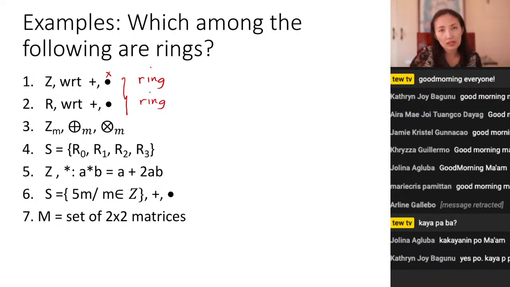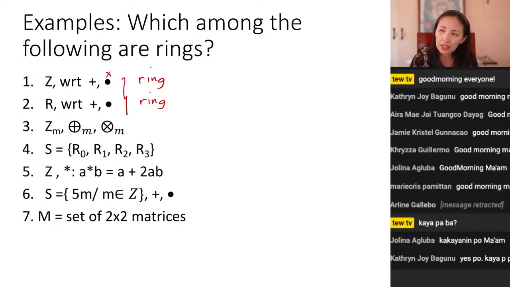The question is, what about Z sub M? Is Z sub M, the set of integers modulo M, a ring? It is also a ring. Sure? So closure with respect to addition, yes. Commutativity: 3 plus 2 modulo 5, 2 plus 3 modulo 5, are they the same? Yes. Commutativity and associativity, we have checked in our previous lessons. And then there is an identity element, which is 0, and an inverse of every element exists.